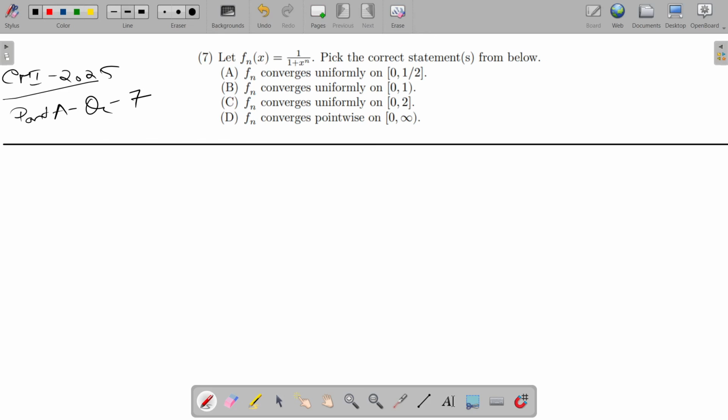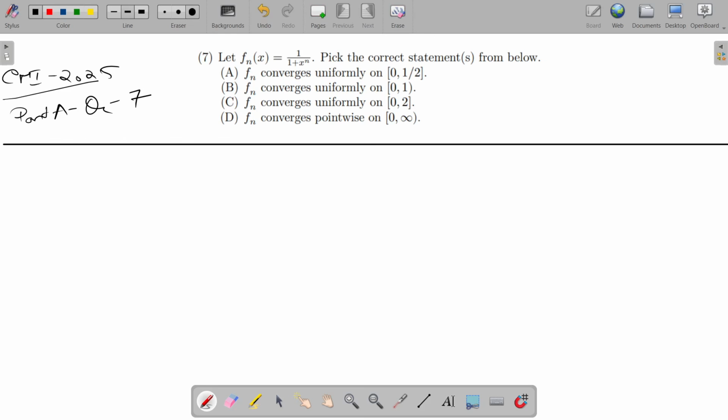It's an easy question. We are given f_n(x) to be 1 by 1 plus x to the power n, and option A is that f_n converges uniformly on [0, 1/2]. There are a bunch of options on uniform convergence, and the last is that f_n converges pointwise on [0, infinity). Options B and C say f_n converges uniformly on [0, 1) and on [0, 2].